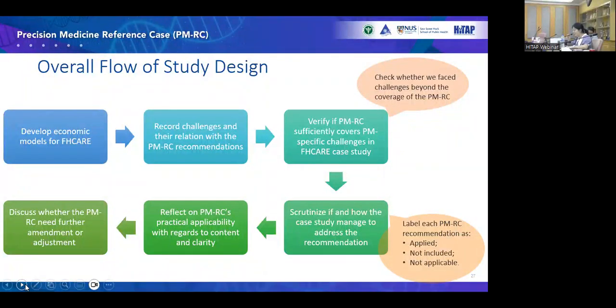Then we labeled each PMRC recommendation as applied if the study managed to appropriately consider the recommendation, not included if the study did not manage to consider the recommendation, and not applicable if a specific recommendation was not relevant to the case study. This step helps us to check whether and how the case study managed to address the recommendations. Finally, we reflected on the PMRC's practical applicability with regard to the content and the clarity, and discussed whether the PMRC needs additional amendment. Next page, please.